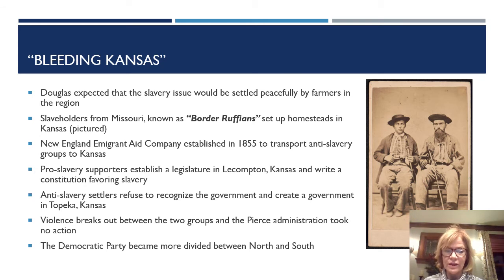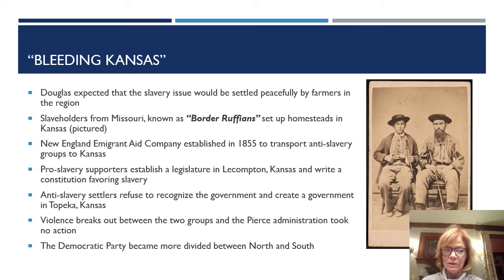Those people that had already established slavery in Missouri cross the border into Kansas with their slaves, and they establish homesteads. These people are known as border ruffians. Then you get a group of people coming from New England, and they are paid and aided by the New England Emigrant Aid Company to go there and establish an anti-slavery group in Kansas. So then there's conflict between the pro-slavery and the anti-slavery people there.